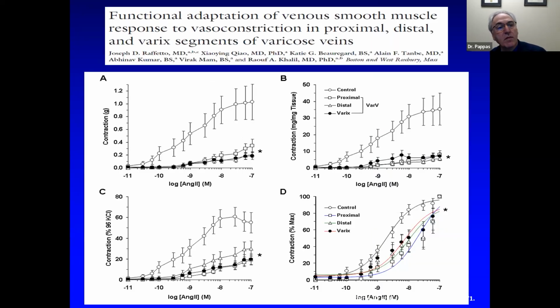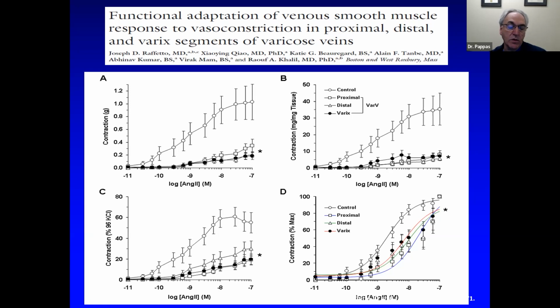I like this slide a lot because this is a slide by Joe Raffetto. What he did was he took great saphenous veins, proximally, distally, in normal patients, and then he also took them in varicose vein patients. And he put them in a model which measured contractility. Basically what this shows is the white part here is normal veins. And then the bottom here is these varix veins from the proximal, mid, and distal part of the great saphenous vein. And they all contract abnormally to various stimulants.